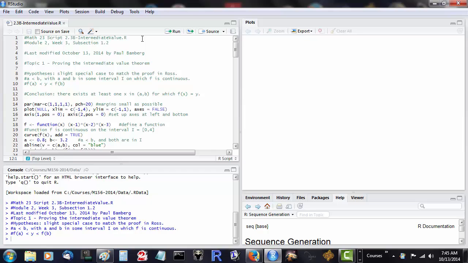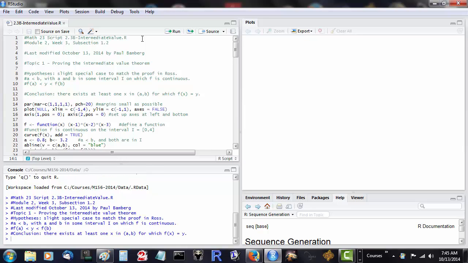And the conclusion of the theorem is that somewhere in the open interval from a to b is a value x for which f of x equals y. There may be more than one such value, and we are going to be finding the largest of these values.